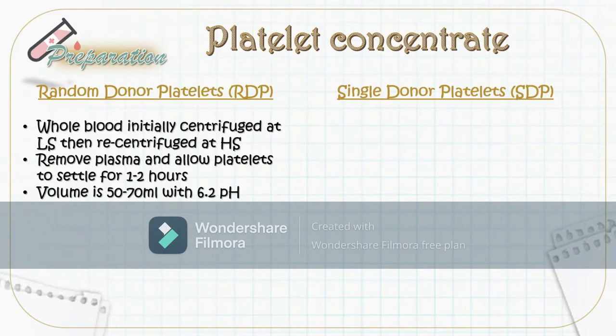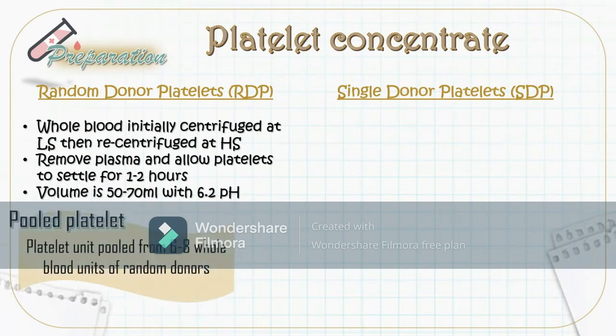Typically, 6 to 8 units of our random donor platelets are pooled together for the preparation of a single platelet dose. Remember that once pooled, these products must be transfused to the patient within 4 hours of pooling. On the other hand, single donor platelet concentrates are prepared through the process of apheresis, wherein we will only be collecting platelets from our donor. The rest of the blood components of our donor will be transfused back.